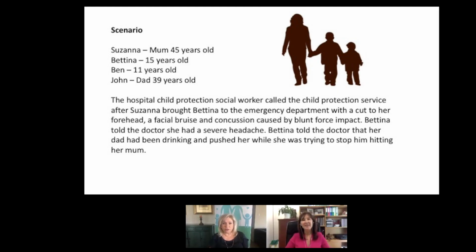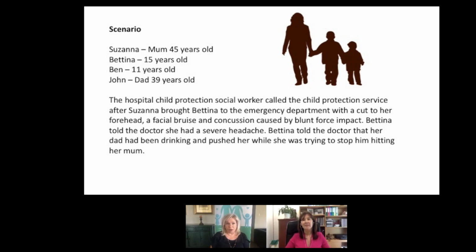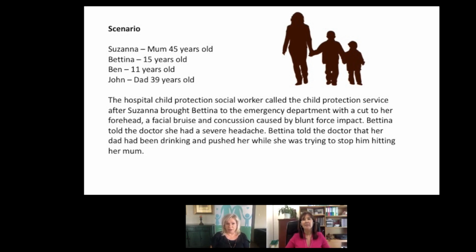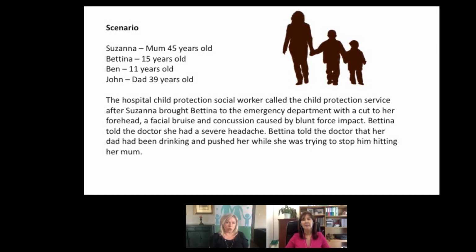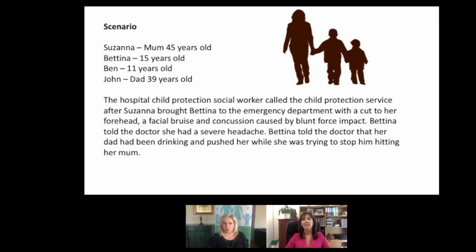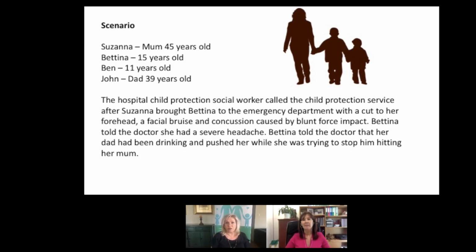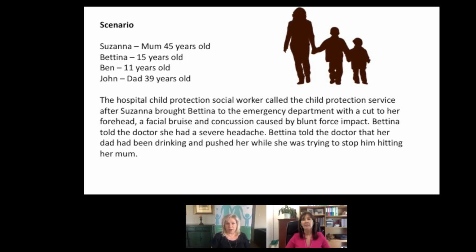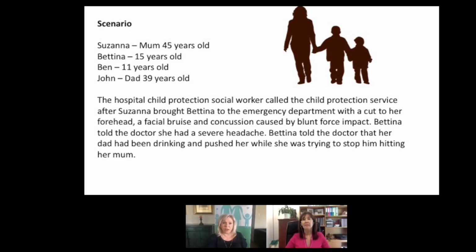Okay, so we're going to use a little scenario today in developing our worry statement. Sonja's going to be the worker, and I'm going to be Susanna, the mum. This family comprises Susanna, mum, Bettina, who's 15 years old, Ben, 11 years old, and John, dad, who's 39. The hospital child protection social worker called the Child Protection Service after Susanna brought Bettina to the emergency department with a cut to her forehead and a facial bruise and concussion caused by blunt force impact. Bettina told the doctor she had a severe headache. Bettina also told the doctor that her dad had been drinking and pushed her while she was trying to stop him hitting her mum.